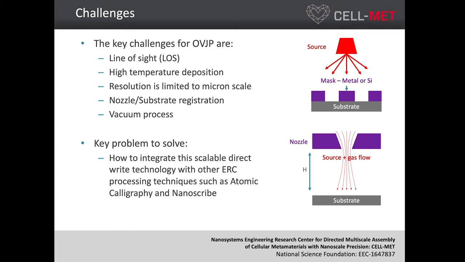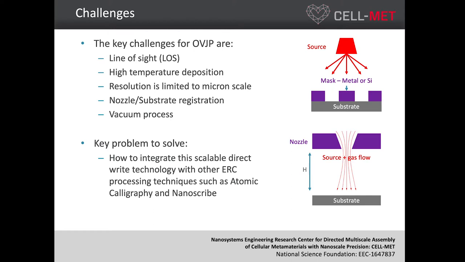Now, another issue is to generate such small patterns, we'd also have to move the printhead for the OVJP very close to the sample. Now, that would give rise to an issue of how do we register such a close spacing. So in the bottom right figure, there's a label H, and that represents height. Now, typically, this height to the nozzle diameter would be roughly 1:1 if we want to achieve high resolution features. So figuring out how to move two planes together in such a close fashion is also a challenge.